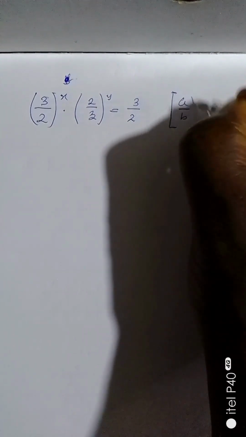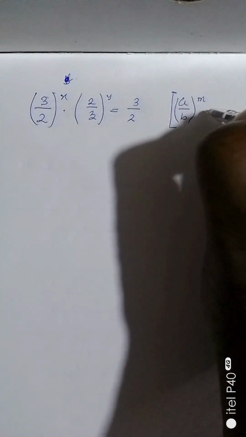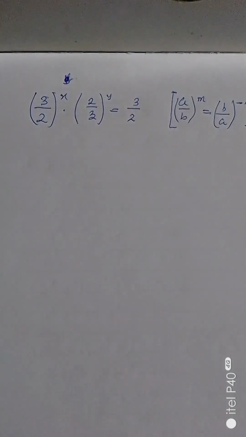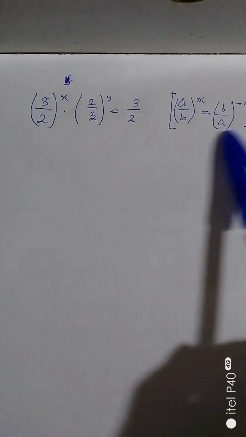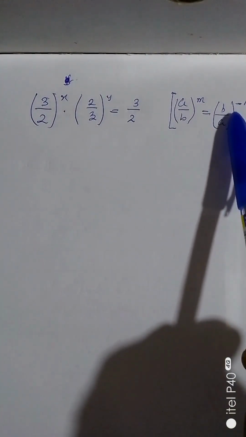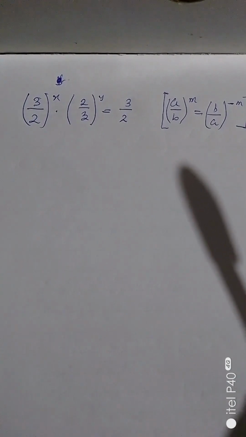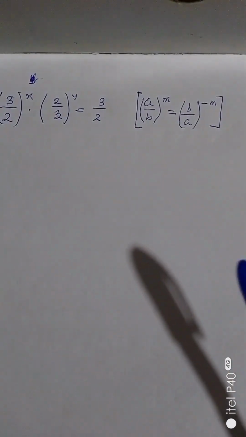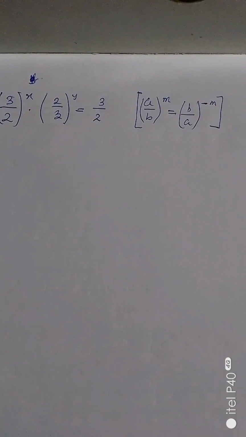If we have a over b to the power of m, it is the same thing as b over a to the power of minus m. So you can transform this; this is one of the rules of indices. I'm going to pin a video I made on the operating rules of indices in this video, so you can go and watch it and familiarize yourself with the operating rules of indices.